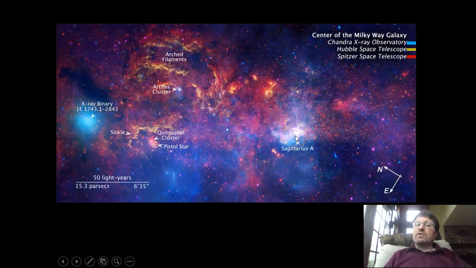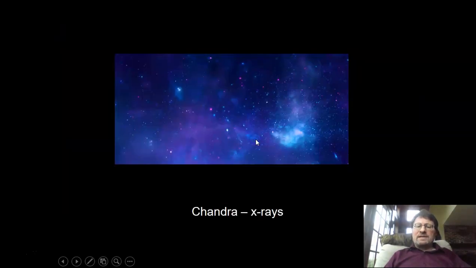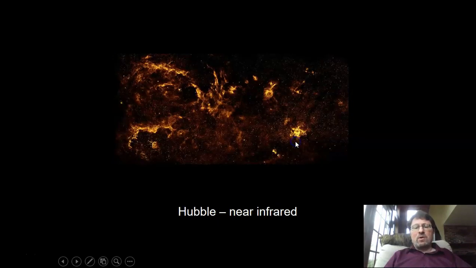There's a lot going on in a relatively small region of space. So as I was saying, that composite image was made by superposing three separate images. And let's take a look at each of those images individually. First, the Chandra X-ray telescope image here. And you can see Sagittarius A star has a lot of X-ray emission from its vicinity. There's a lot of hot gas that is in the vicinity of that black hole.